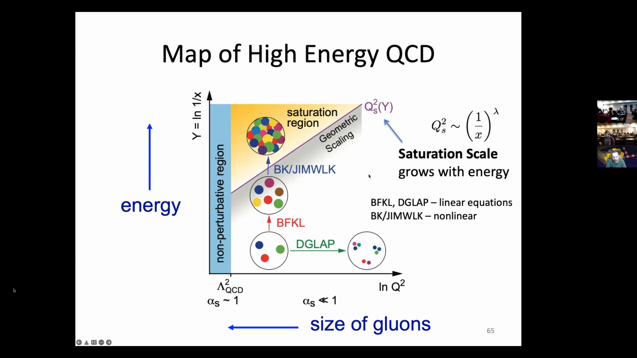So yeah, I didn't have the time to discuss it, but there is this so-called GLR-Mueller-Qiu equation. So Gribov, Levin, Ryskin, Mueller-Qiu equation. And Jian Zhou, I think, was one of the speakers in the school earlier. That equation is based on a double-log DGLAP with a nonlinear correction added. So you can modify DGLAP a little bit to have saturation effects in it.